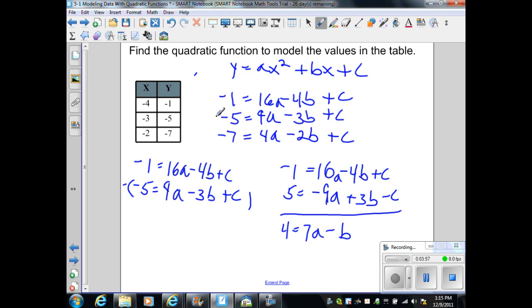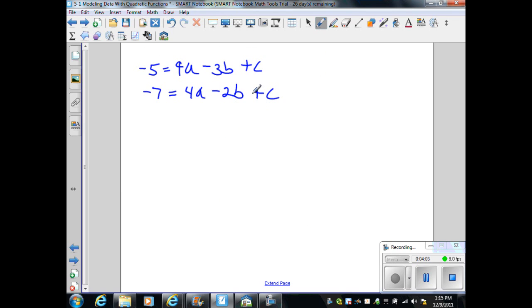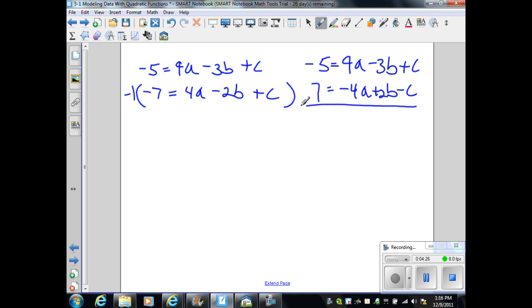That is the procedure I did with the first 2 equations. I want to do the same procedure with the next 2 equations and eliminate c again. So I'm going to multiply by negative 1 on the bottom equation. That will give me on the top negative 5 equals 9a minus 3b plus c. Multiplying this equation by negative 1 gives me 7 equals negative 4a plus 2b minus c. Then I add them, and my c's will eliminate. That gives me 2 equals 5a minus b.